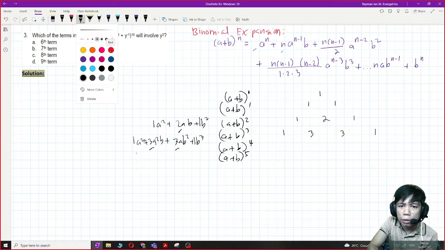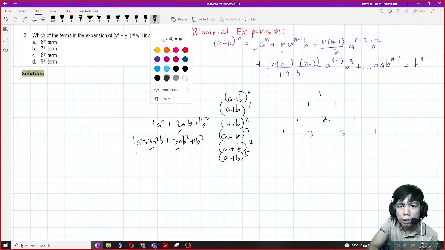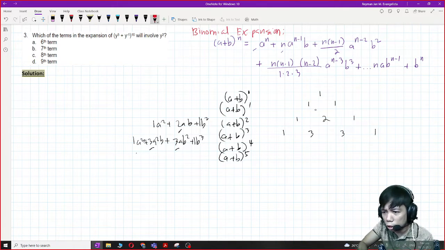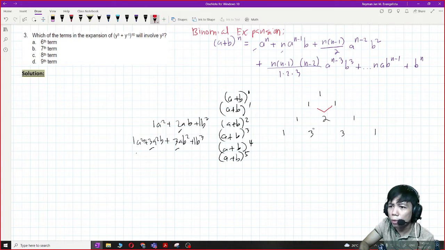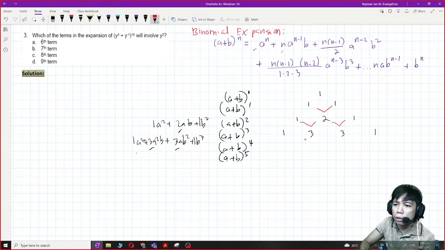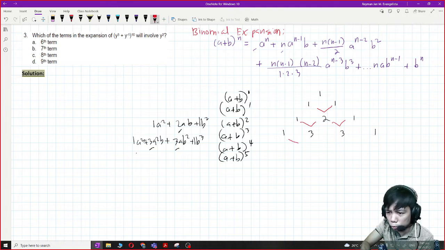Siguro magkatahin ng another pen, para di nahihirapan yung isa doon. Red. Okay, ito guys ha. Ito, yung sum niya is 2. Yung sum nito, 3. Yan. 2 plus 1 is 3. Okay? So guys, yung next dito, ito mo na makuha yung mga coefficients.